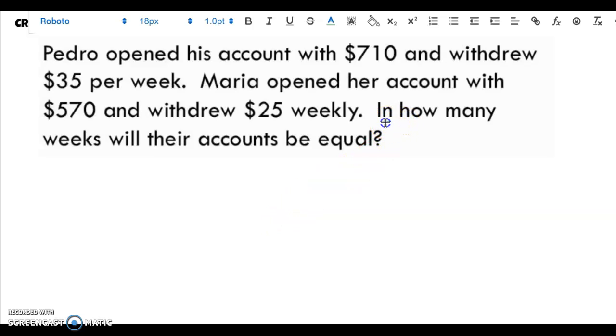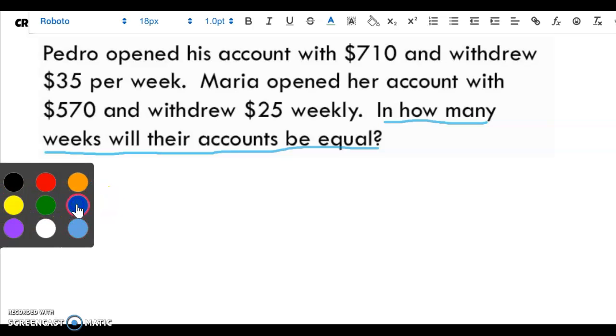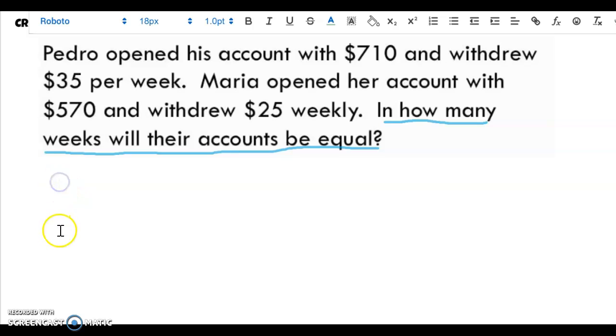First thing I'm going to do is underline the question. The reason why I'm underlining the question is because that's going to lead us to our let statement. It says, in how many weeks will their accounts be equal? So now when I write my let statement, I know that I'm looking for the number of weeks, so I'm going to label that with a W. So let W equal the number of weeks.